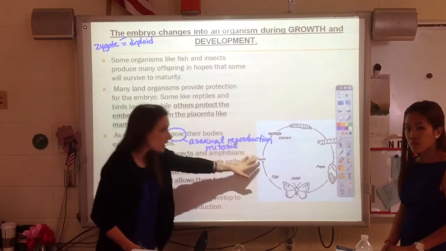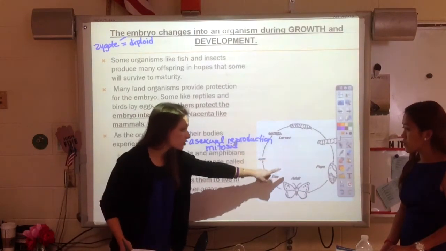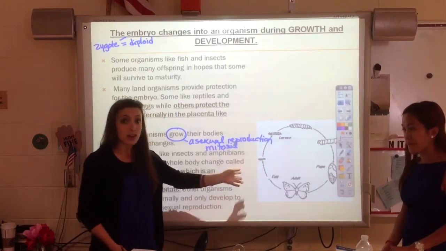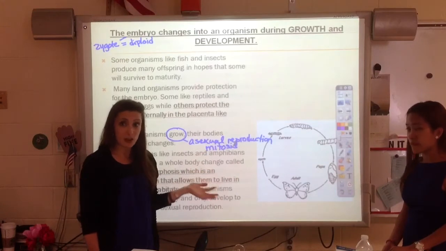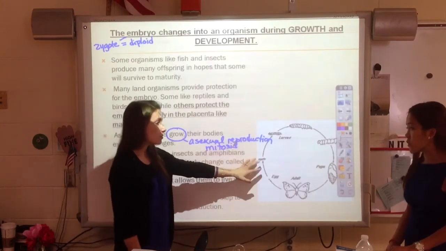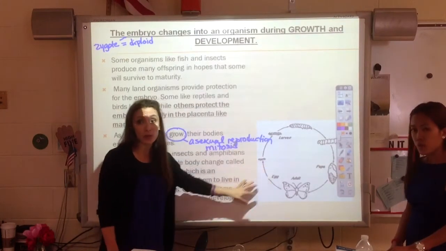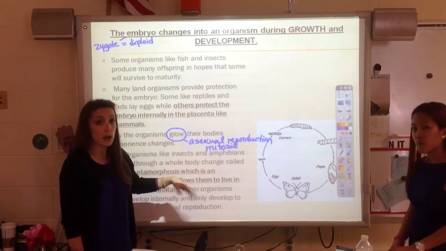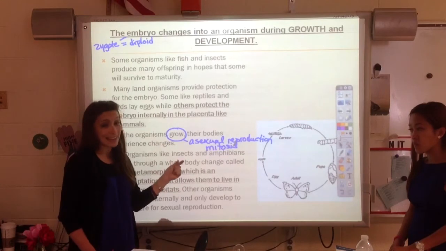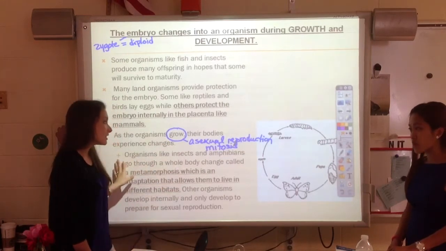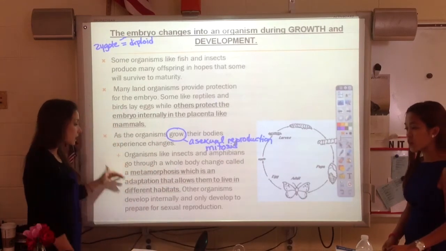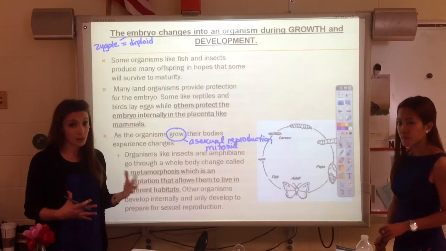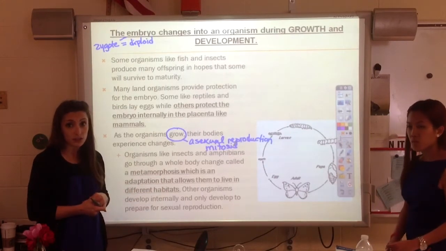So if you look at the caterpillar to the butterfly, that's actually a very different organism. It's using its DNA very differently. And the advantage of a metamorphosis, whether it's a caterpillar to butterfly, a tadpole to a frog, or a maggot to a fly, is that it helps them live in different habitats. But it does require a big investment because they're going to use their genes really differently.